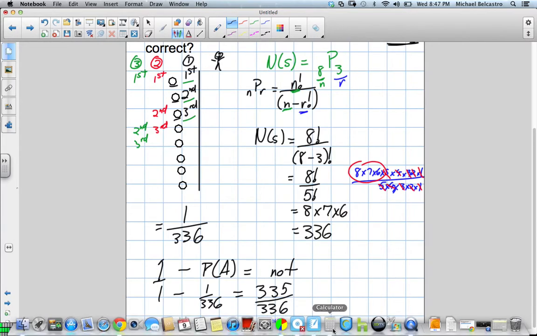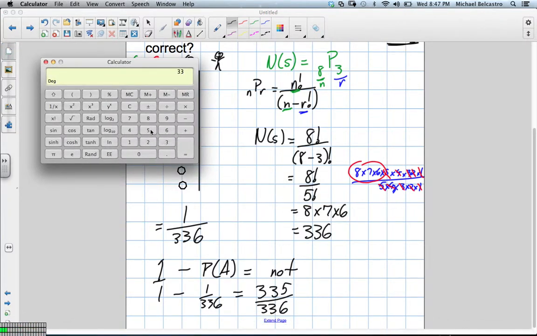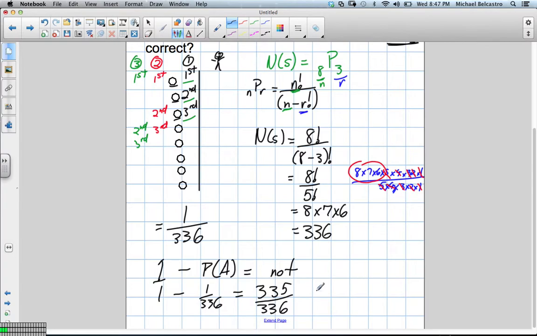Mm-hmm. So as a percentage, there's a 99.7% chance that this guy is incorrect with his 3 choices. Okay? 99.7% chance that this guy is not correct in this question.